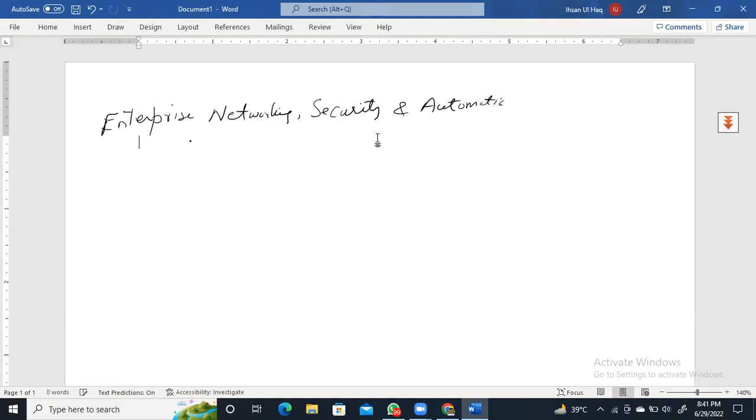Rightly, there are three parts. In one, we will be talking about enterprise networking. In the second part, we'll be talking about security. And in the last part, inshallah, we'll be talking about automation in networks, right?